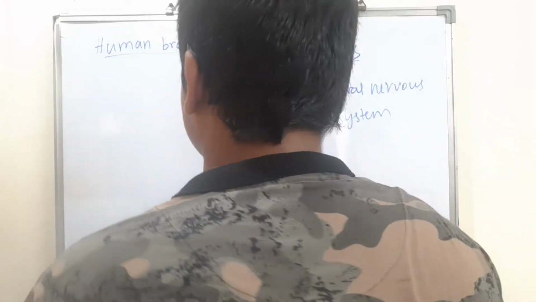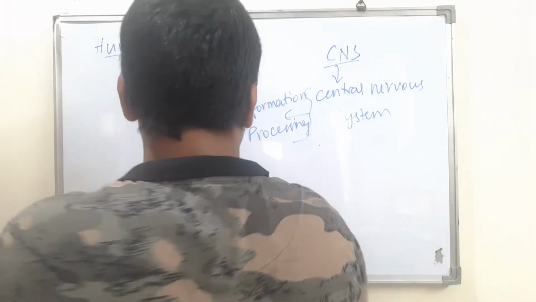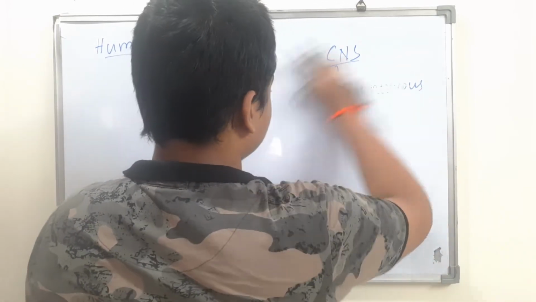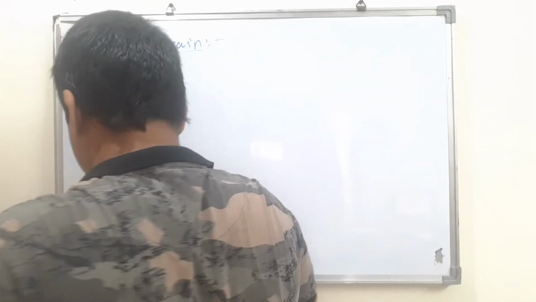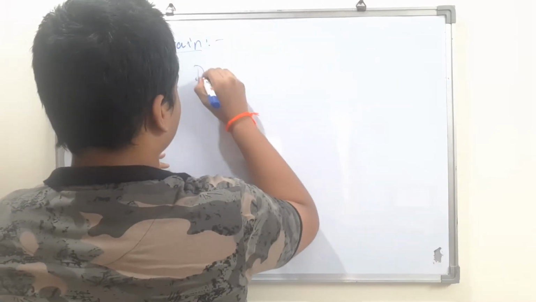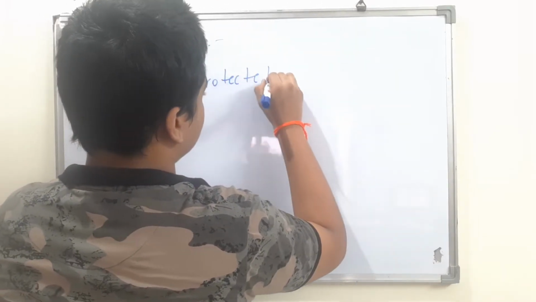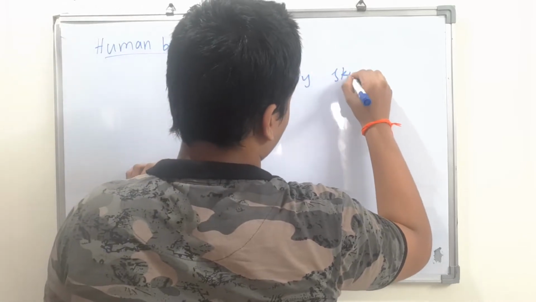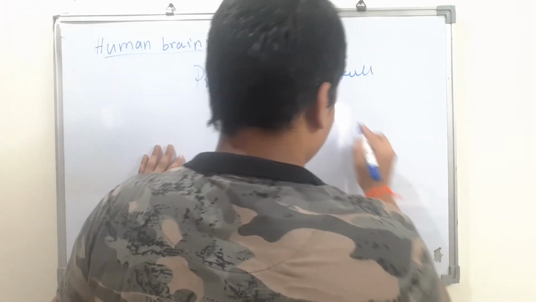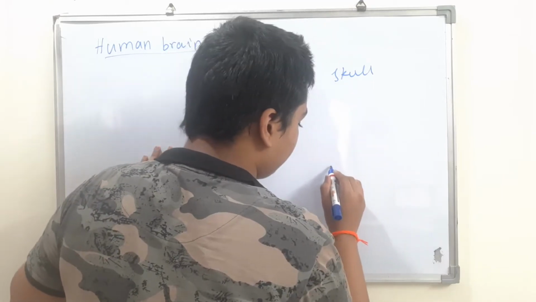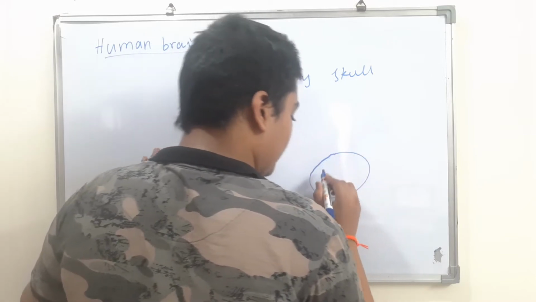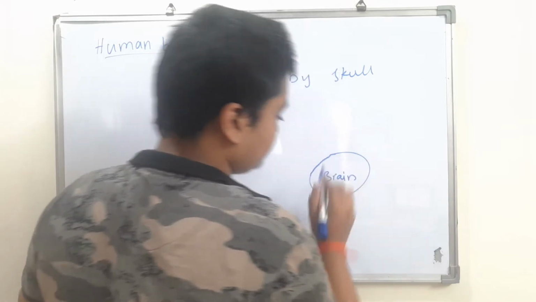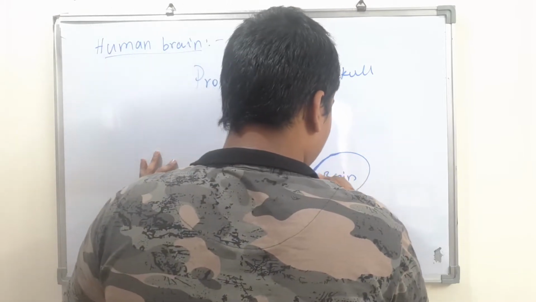The human brain is generally protected by the skull. We have seen this in the locomotion chapter. The skull we call the cranium, the brain box, protects the brain. Now this is the skull. See, this is your brain here. This part is your brain.